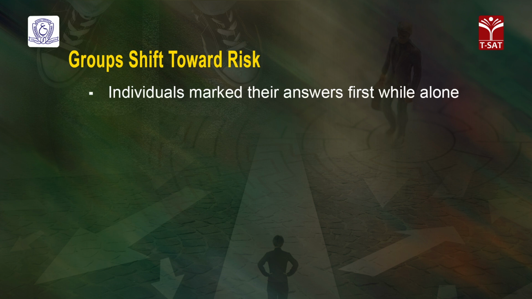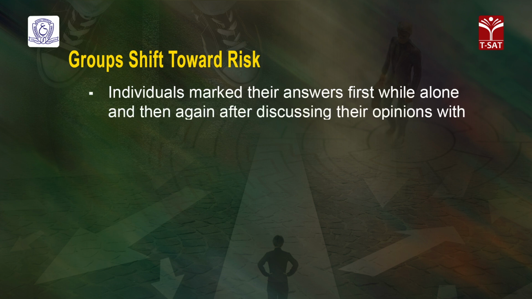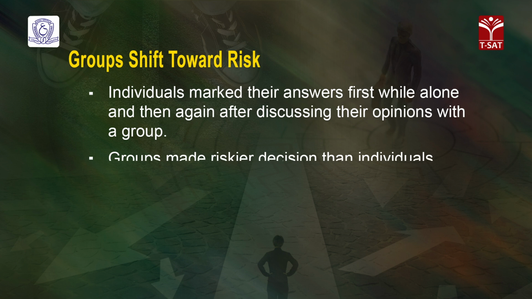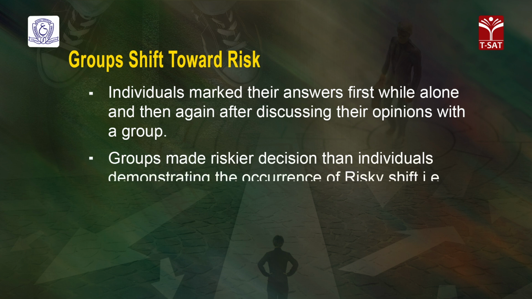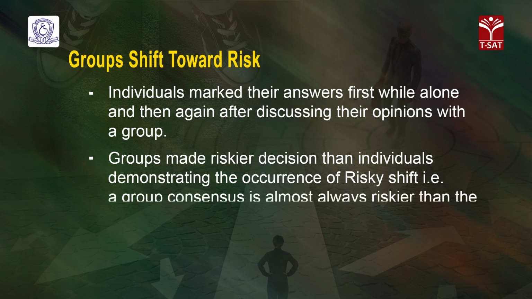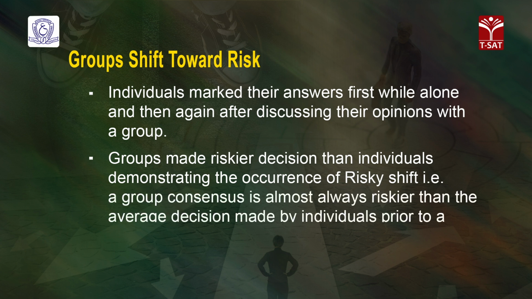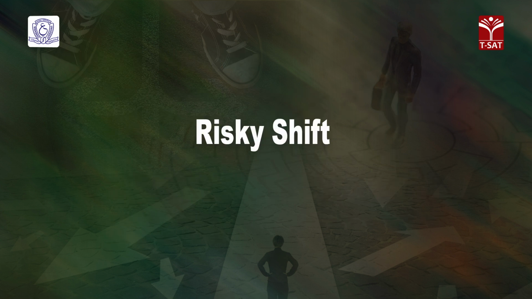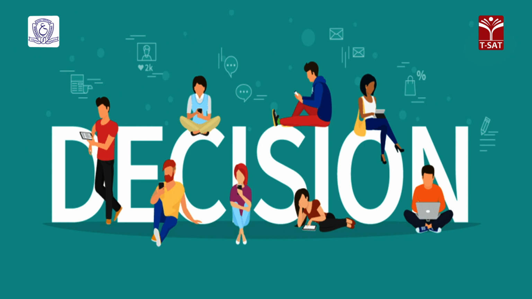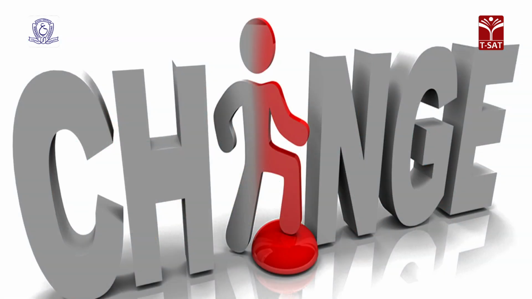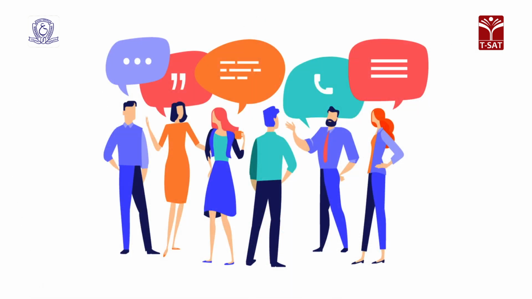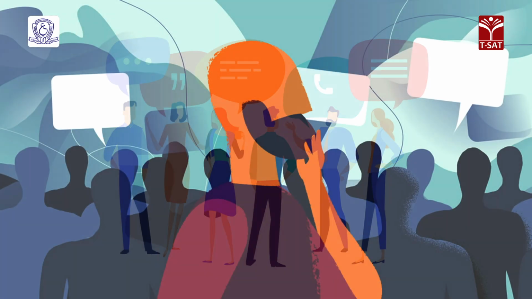In this particular situation, the researcher asked the individuals to mark their answers first while alone and then again after discussing their opinions with a group. So naturally, groups made riskier decisions than individuals, demonstrating the occurrence of risky shift. That is, a group consensus is almost always riskier than the average decision made by individuals prior to a group discussion. Risky shift occurs when people change their decisions or opinions to become more extreme and riskier when acting as part of a group compared with acting individually.